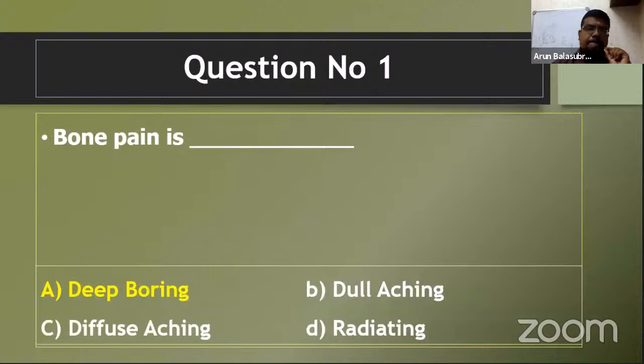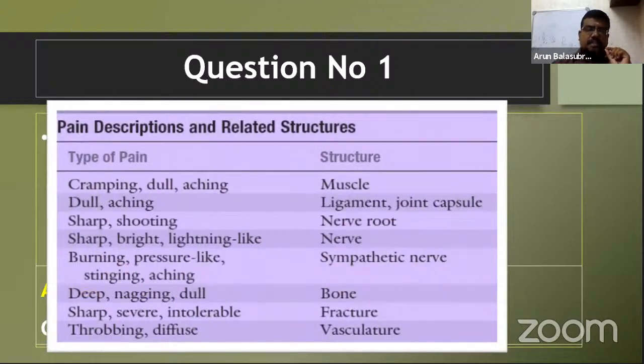When we look at pain description related to structures, which is explained well in the orthopedic textbook: muscle pain is usually dull aching or cramping in nature; ligament or joint capsule pain is dull and aching; nerve pain is sharp, shooting, lightning-like; sympathetic pain is burning, pressure-like; vascular pain is throbbing and diffuse; fracture pain is short and severe, right? First of all, we have to understand what type of pain the patient is complaining of. Depending on the complaints, we are able to identify whether it is muscular pain, bone pain, joint pain or fracture, and differentiate between them.